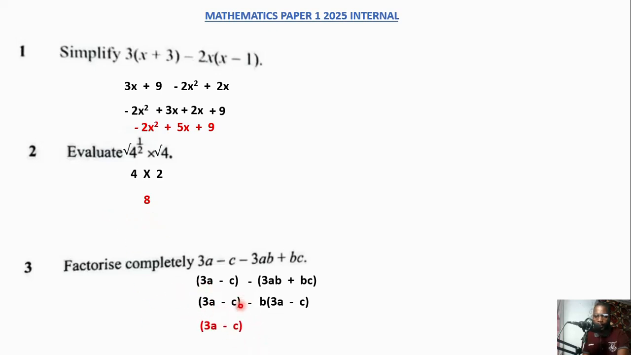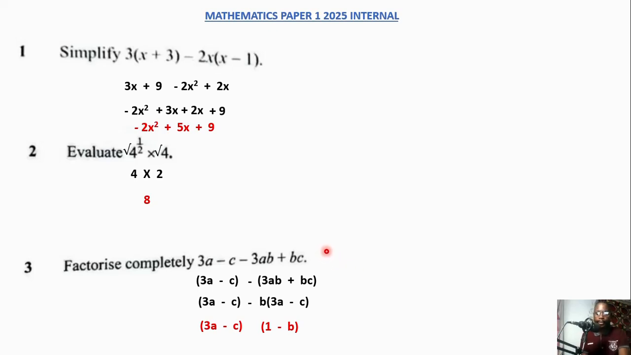So what is in the brackets is common. This is what I've written here. And what else was common? What was I using to factor out? This side we said 1 was common. We were factoring out using 1 here. Okay, so this is the one which I've written here. Then this side, what were we using? We're using negative b. This is the negative b I've put here. Okay, this is how you factorize completely, as simple as this.